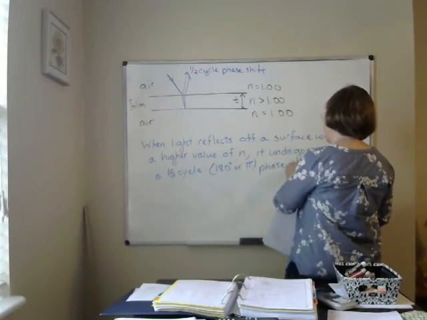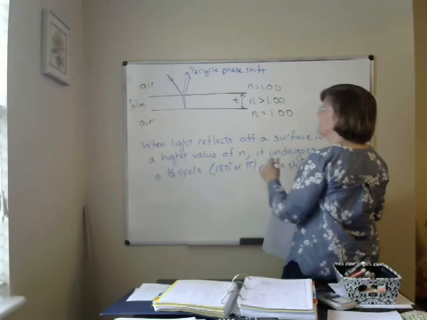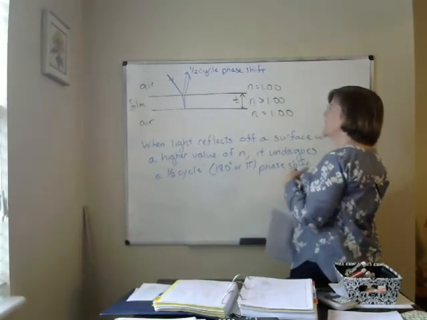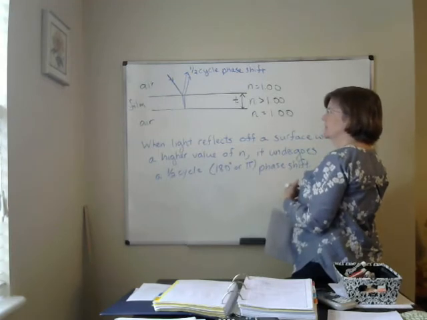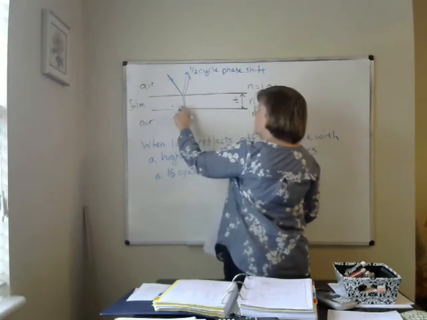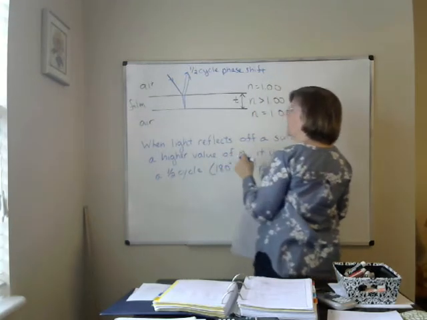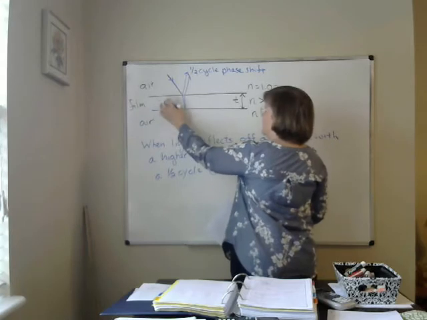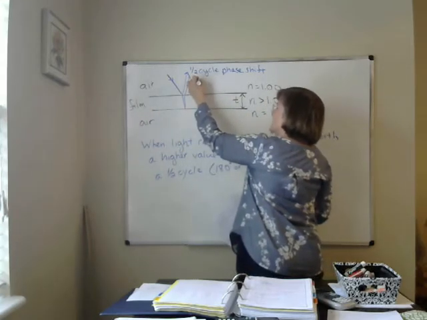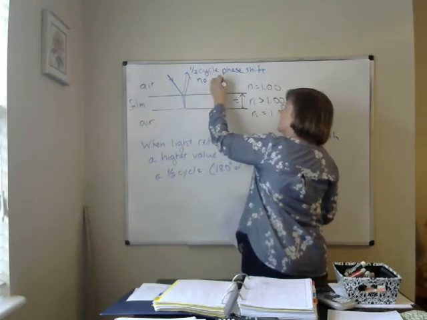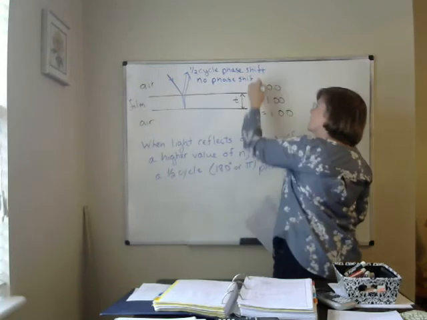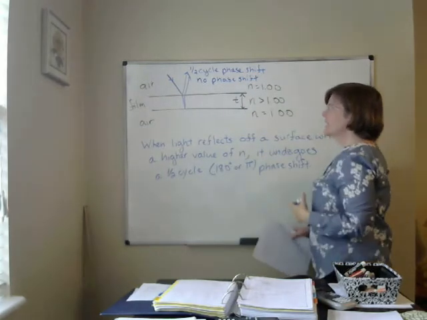So this first ray, the one that bounced directly off the film, had a half cycle phase shift. The second one, the one that went on into the film and was refracted, did not, because it went from film to air. Well, that's not hitting something denser. So the second one had no phase shift. So you have to pay attention.